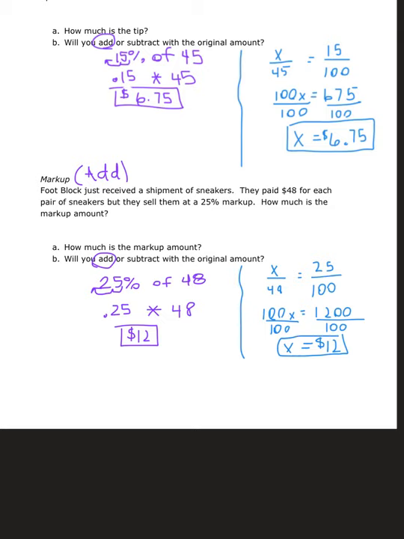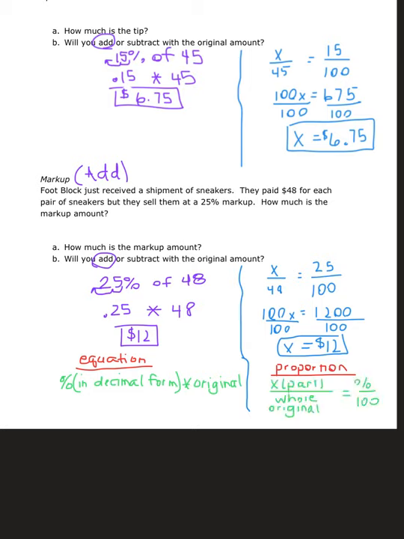Now before I finish up, I want to just quickly make a little note. So if you set this up as an equation, it's going to be the percent in decimal form times the whole original number. And if you set it up as a proportion, it's going to be x over the whole original equals the percent over 100. Now remember, if you use the proportion, the percent does not need to be in a decimal form.